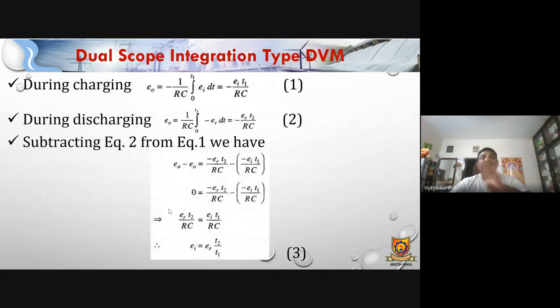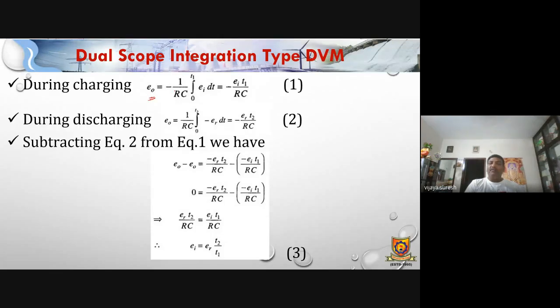So now we'll go for the expressions. During charging, what is the output voltage? During discharging, what is the output voltage? And from that, we are going to calculate how much input voltage we applied, because finally our intention is to measure the input voltage. Here we are going to use the comparator. In this integrator circuit, Ei is the input value.